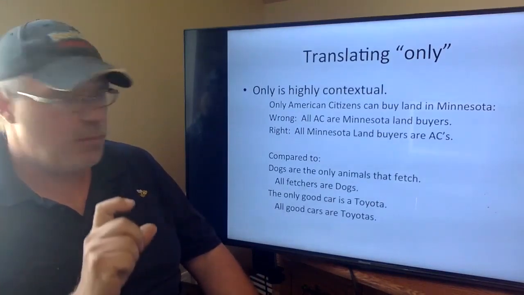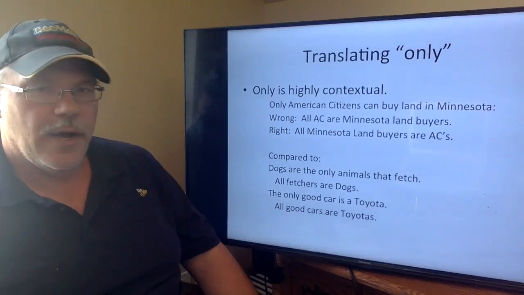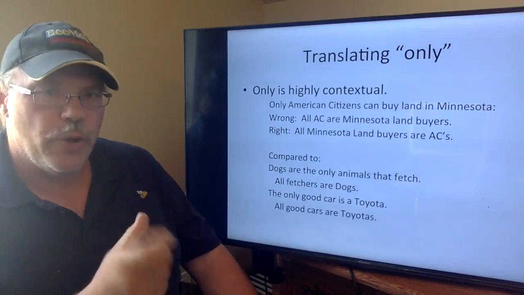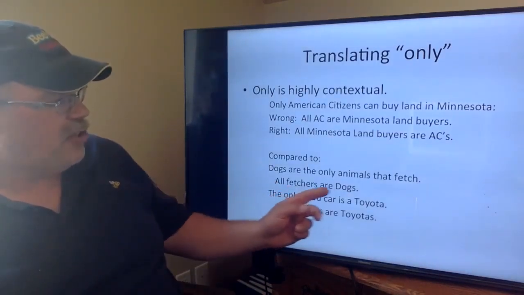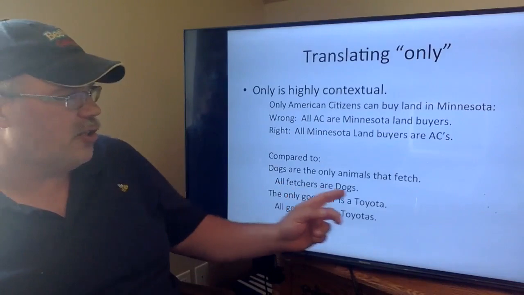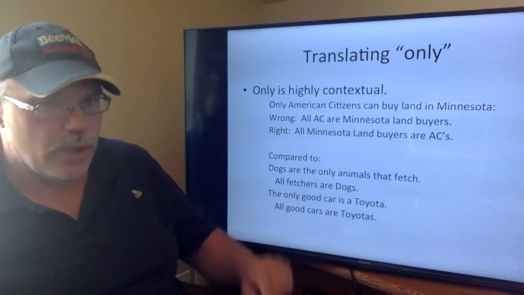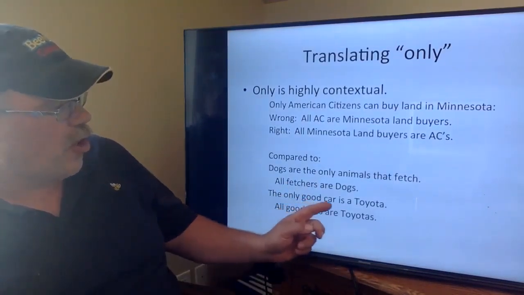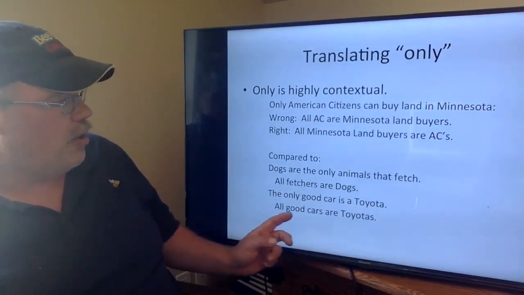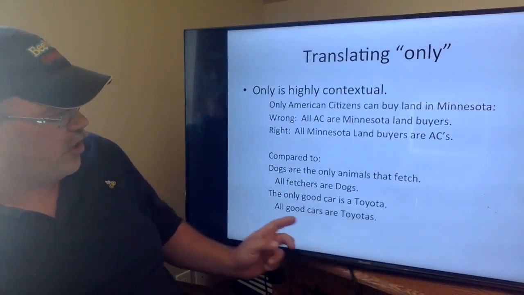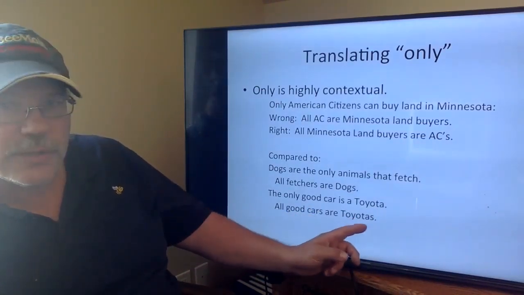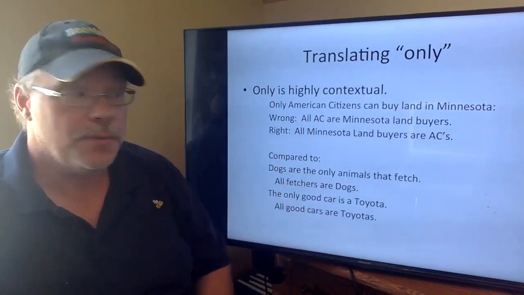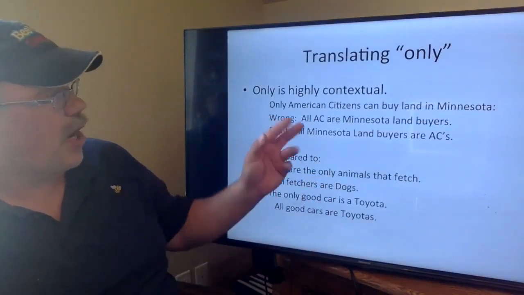And then you would probably want to run both options by yourself and see which one makes sense. So all fetchers are dogs, that makes sense. All dogs are fetchers? Well, if you know at least one dog that doesn't fetch, you realize that doesn't work, okay? The only good car is a Toyota, so all good cars are Toyotas. Is it also going to work that all Toyotas are good cars? If we can find at least one that's a piece of junk, not so much. So that's how you handle this.